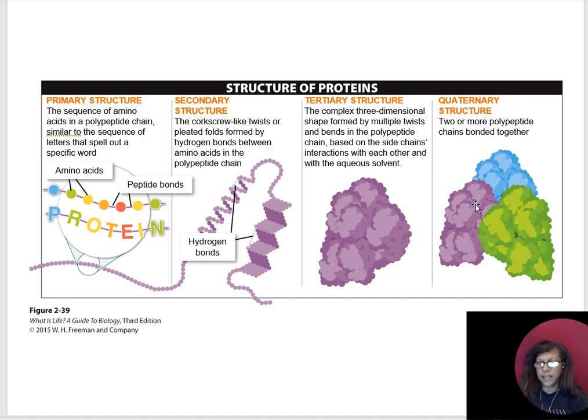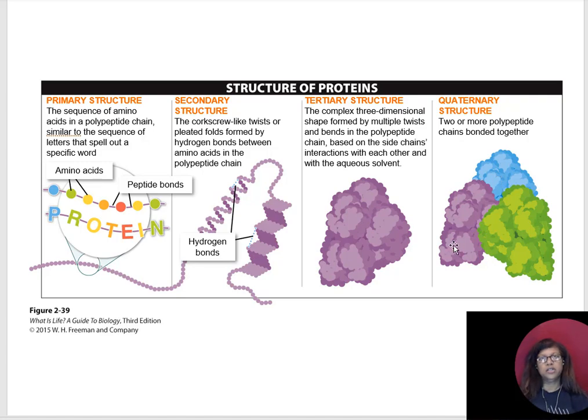So we're now getting into a higher three-dimensional structure. And then we can move on to what's called a quaternary structure, where now we can have two or more polypeptide chains bonded together. So now we're starting to see more bonding of the different polypeptides, okay?